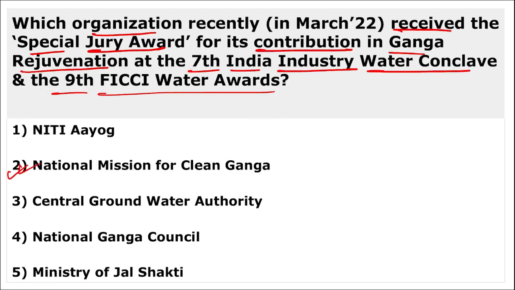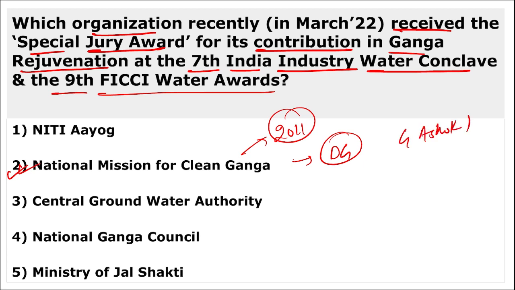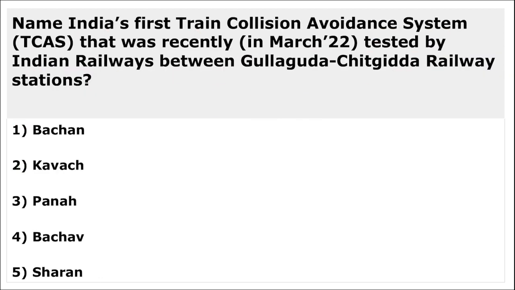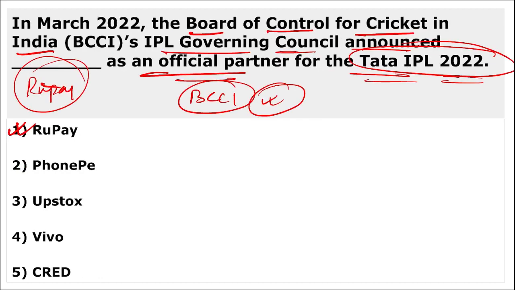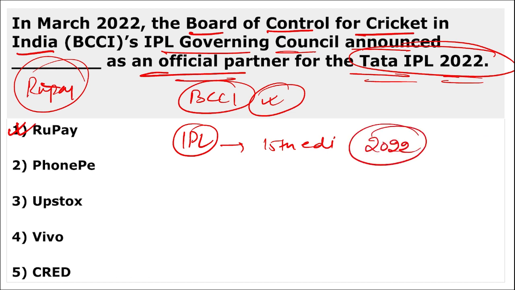One more thing, if we are talking about this National Mission for Clean Ganga, this mission was established in the year 2011. Who is the Director General for this mission? He is G. Ashok Kumar ji. Then if we are talking about the IPL of BCCI, this will be the 15th edition of Tata IPL that will be held in the year 2022. This IPL will be starting from 26th of March.